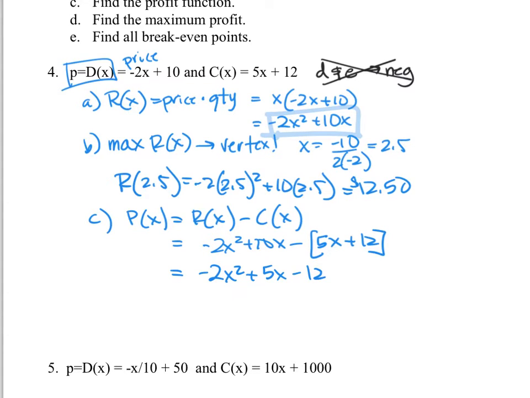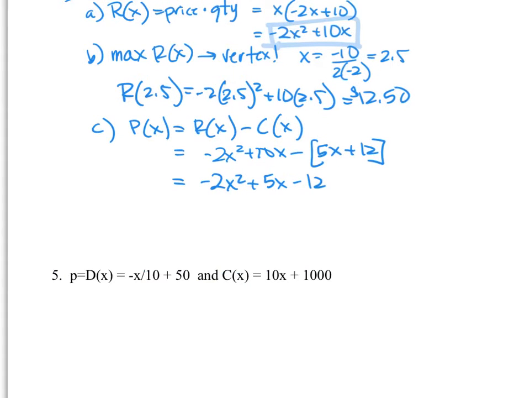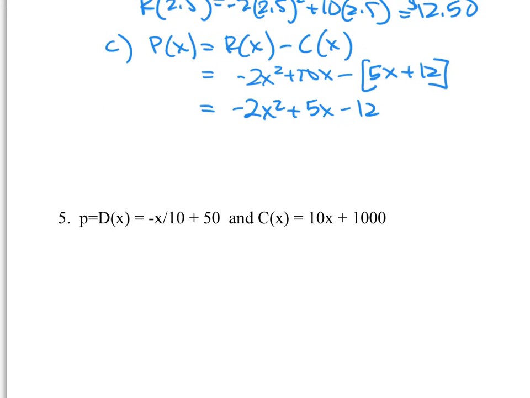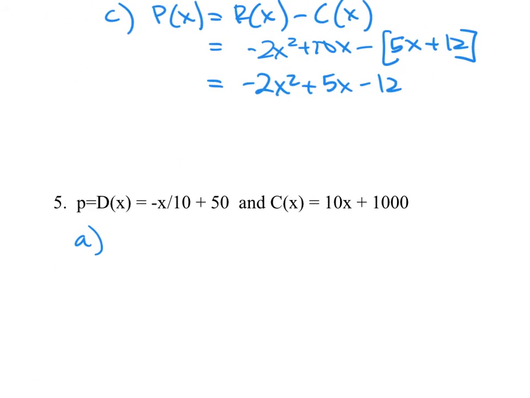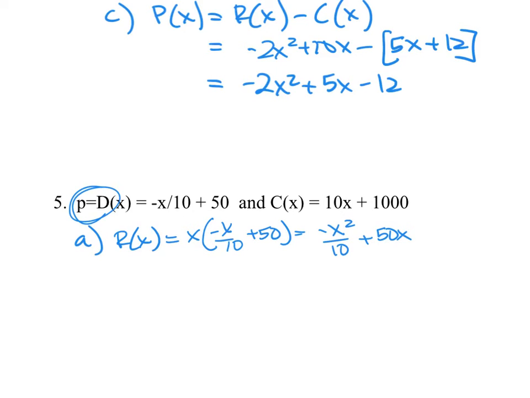All right, let's go on to number 5. I believe we get some nicer answers. Okay, so for number 5, again, the A, we are determining the revenue function. Again, we have to remember it is price times quantity or quantity times price. So there's our quantity times the price, and we end up with negative x squared over 10 plus 50x. And again, you guys recall that P equal to the demand is price.